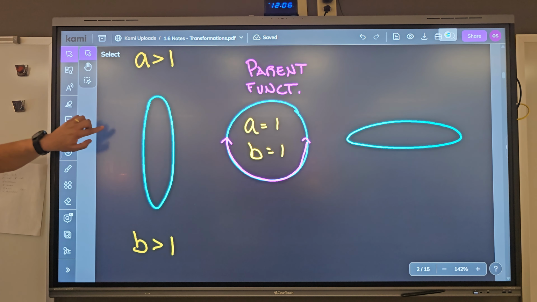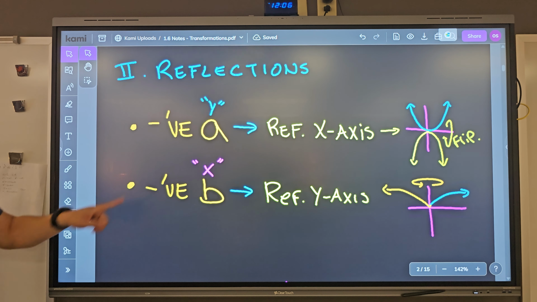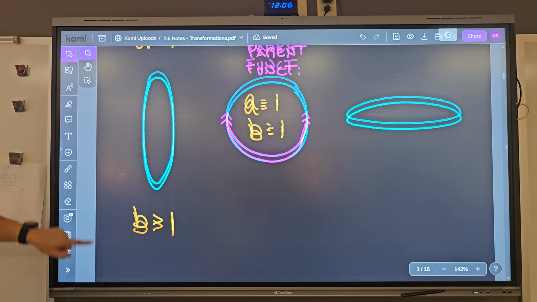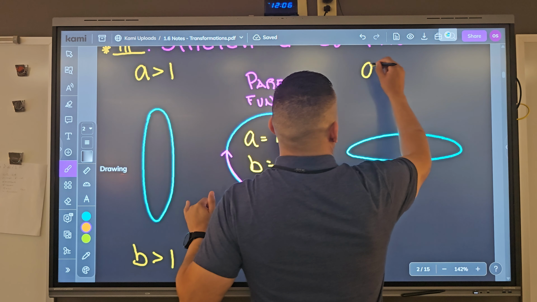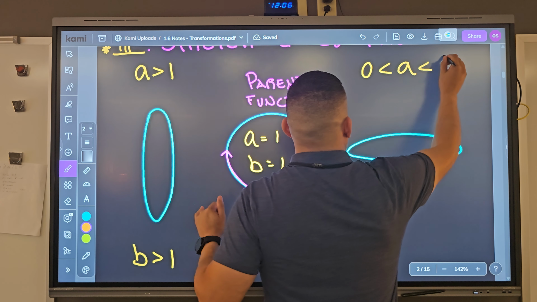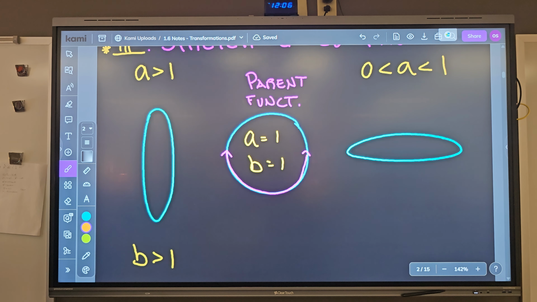Would that include negative numbers? That's a kind of a tricky question, okay? The answer is no, because we already know what negative numbers do, okay? So it's only from 0 to 1, okay? And the way we write it is like this: 0 less than A less than 1. That means A has to be a number between 0 and 1.